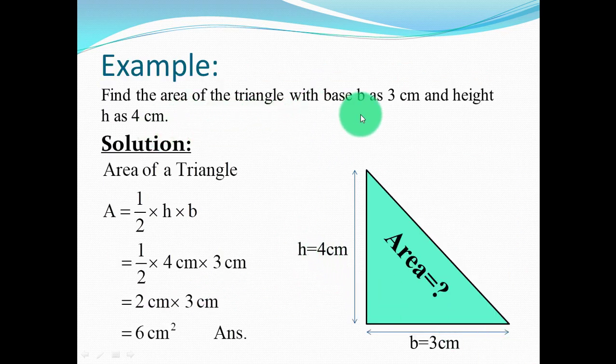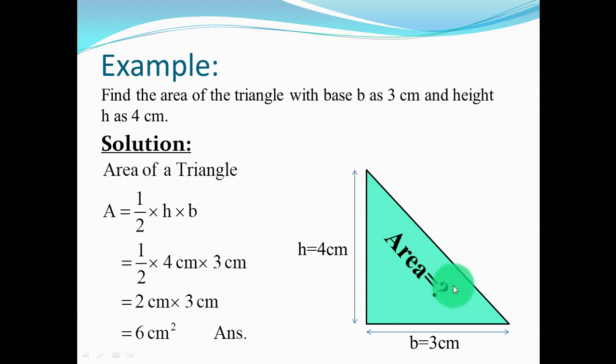Find the area of a triangle with the base b as 3 centimeters and height h as 4 centimeters. Solution. First of all, we write the formula: the area of a triangle is equal to half multiplied by height multiplied by base. So here height is given as 4 centimeters, so we write here 4, and the value of b is equal to 3 centimeters, so write here 3 centimeters.